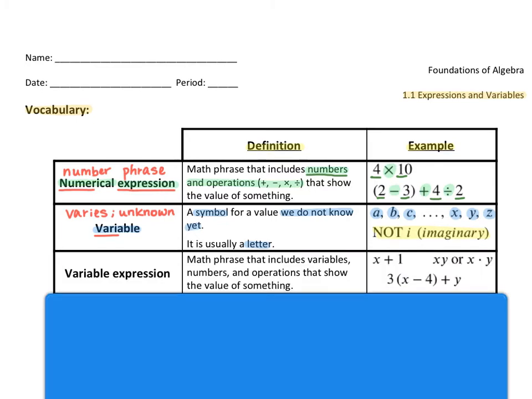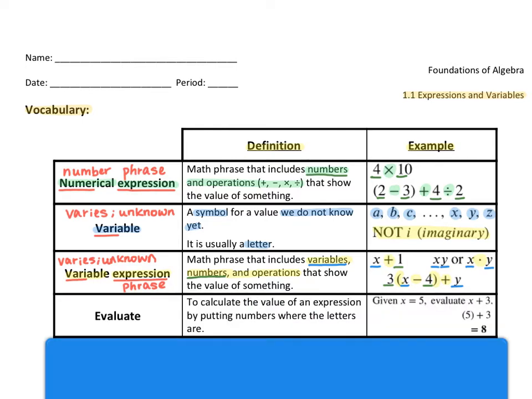Our next vocabulary word is called variable expression. If we break down this word, we can see that this should possibly mean something dealing with varying or unknown in a phrase. So a phrase that contains things that vary or are unknown. The definition given to us says that variable expression is a math phrase that includes variables, numbers, and operations that show the value of something. So if we look at the examples, we can see that there's only one difference between numerical expression and variable expression, and that is that variable expression contains unknown values called variables.